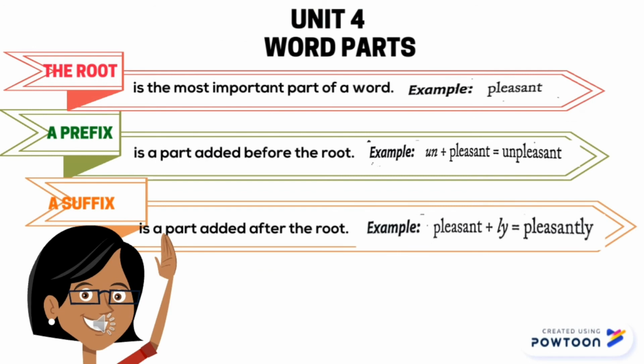Unit 4. Word parts. Words are often made of different parts. If you know the meaning of the sum of the parts, you can better understand the meaning of the whole word. The root is the most important part of the word. Example, pleasant. A prefix is a part added before the root. Example, un plus pleasant equals unpleasant.